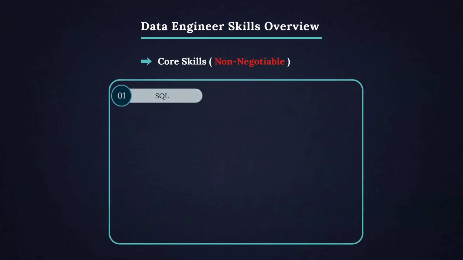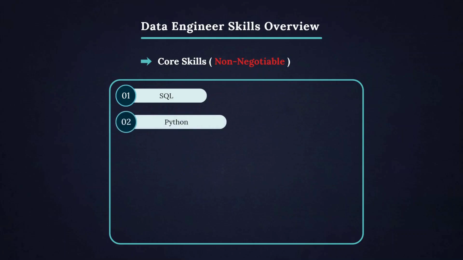The most important one is SQL. SQL is used every day in data engineering. It's the primary way we work with data stored in tables. Next is Python. Python is commonly used for automation, data processing, and building the parts of a data pipeline. Then comes data modeling. This is about how the data is structured, things like facts, dimensions, and relationships. You will often hear terms like star schema and snowflake schema here.